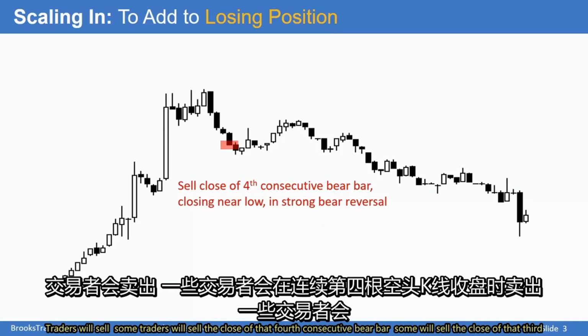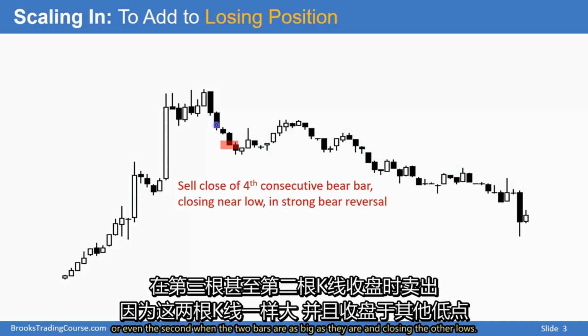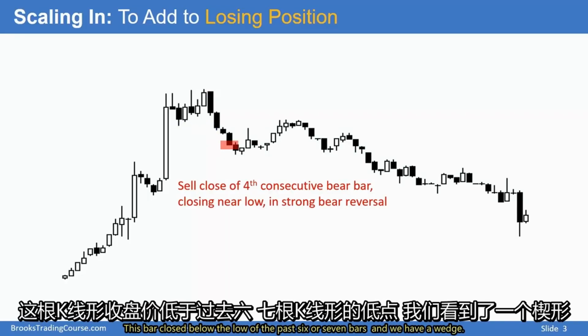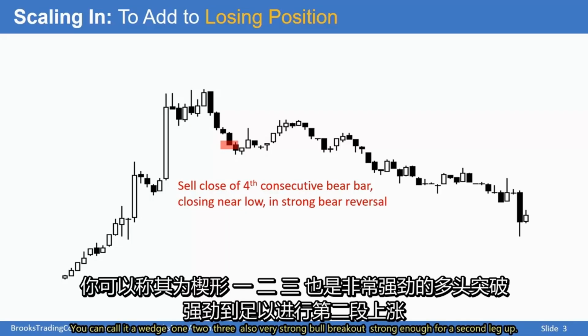Traders will sell. Some traders will sell the close of that 4th consecutive bear bar. Some will sell the close of that 3rd or even the 2nd, when the 2 bars are as big as they are and closing near their lows. This bar closed below the low of the past 6 or 7 bars. And we have a wedge.